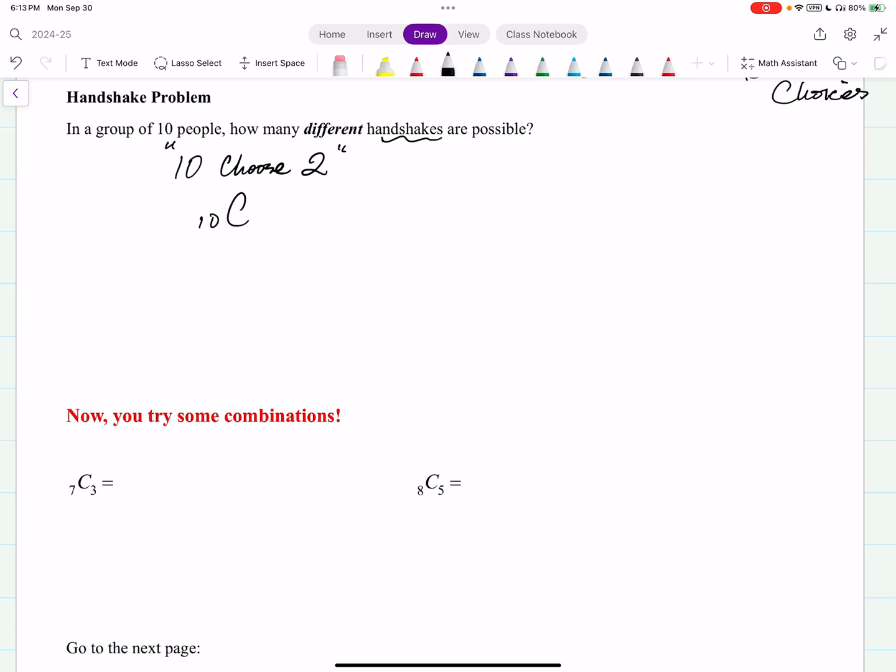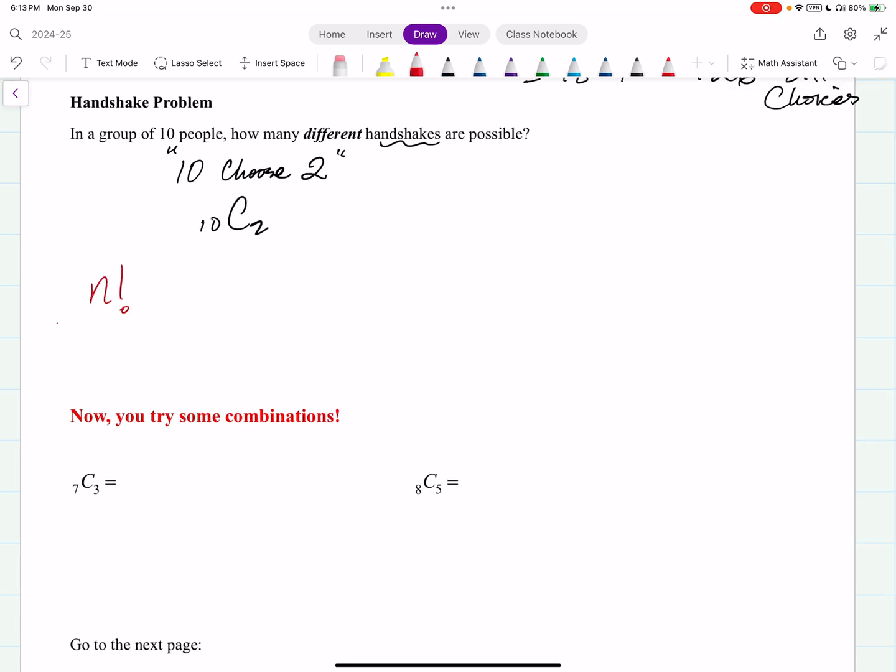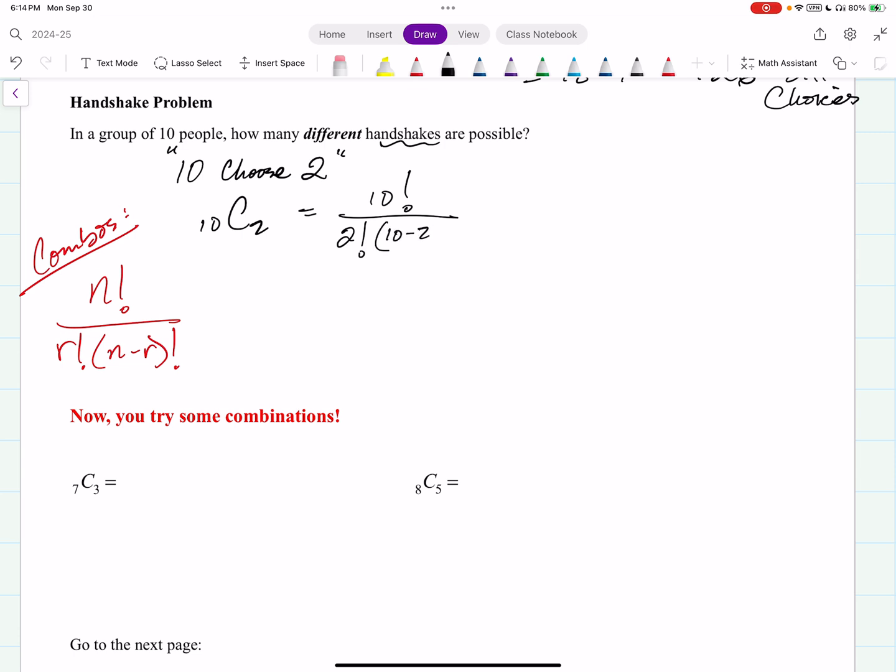So let's figure that out. One more time, your formula is n factorial divided by r factorial times n minus r factorial when it comes to combinations. So let's write it out. We're going to have 10 factorial up top divided by 2 factorial times 10 minus 2 factorial. At this point, stop the video, work it out, and let's see what happens.